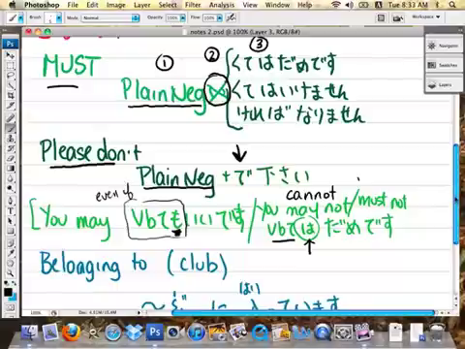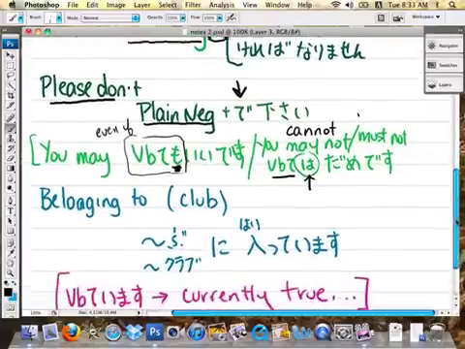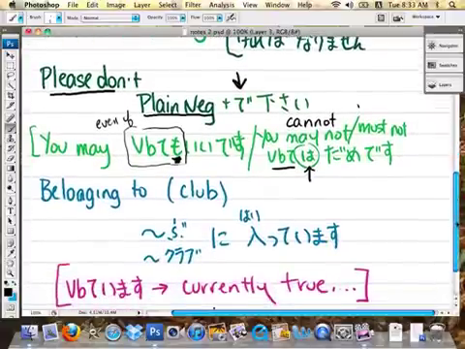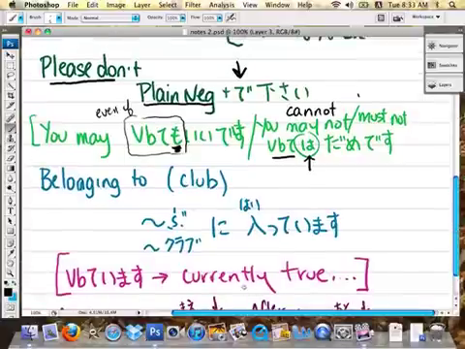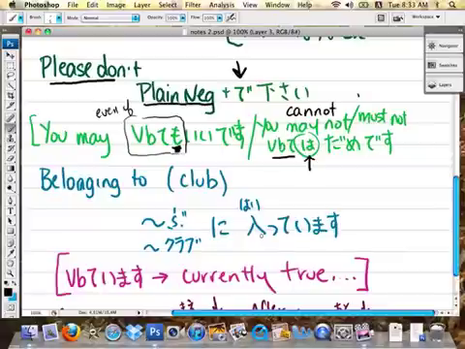The other thing that we saw in chapter 3 was the idea of the verb in the te form plus imas as something that is currently true. And the classic one we did is, I belong to a club.